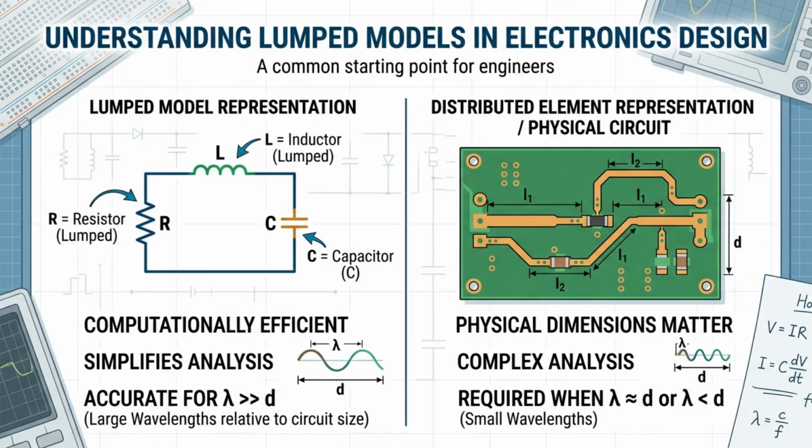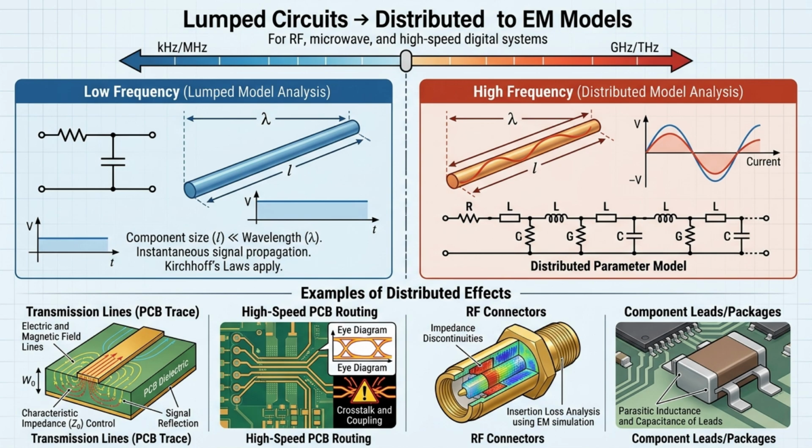In practical electronics, engineers often begin with lumped models because they are simpler and computationally efficient. These models provide valuable insight during initial design stages and remain accurate for many applications where wavelengths are large compared to circuit dimensions. As operating frequency increases, engineers gradually introduce distributed models. Transmission lines, printed circuit board traces, connectors, and even component leads may need to be analyzed using electromagnetic principles rather than simple circuit approximations. This shift is particularly important in RF, microwave, and high-speed digital systems.